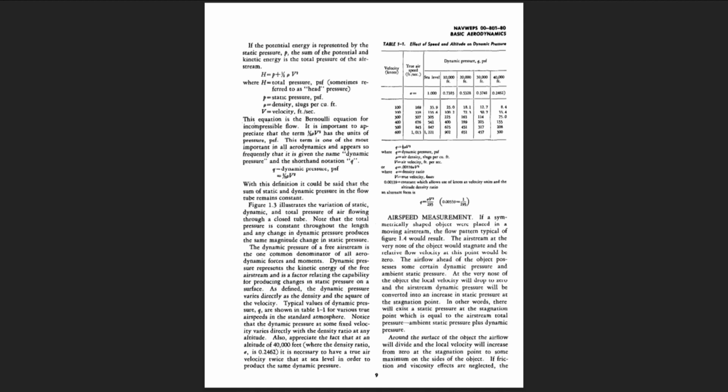It is important to appreciate that the term 1/2 rho v squared has the units of pressure, pounds per square foot. This term is one of the most important in all aerodynamics and appears so frequently that it is given the name dynamic pressure and the shorthand notation q. q equals dynamic pressure in pounds per square foot, or 1/2 rho v squared. With this definition, it could be said that the sum of static and dynamic pressure in the flow tube remains constant.